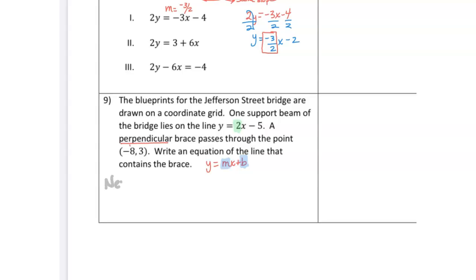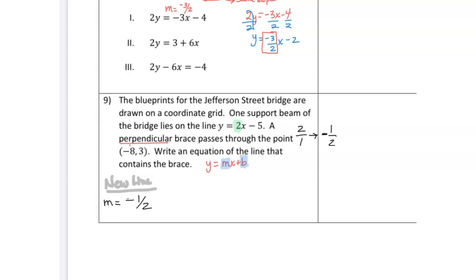So our new line will have a slope, instead of a 2 over 1, it'll become a negative 1 over 2. So a negative 1 over 2.